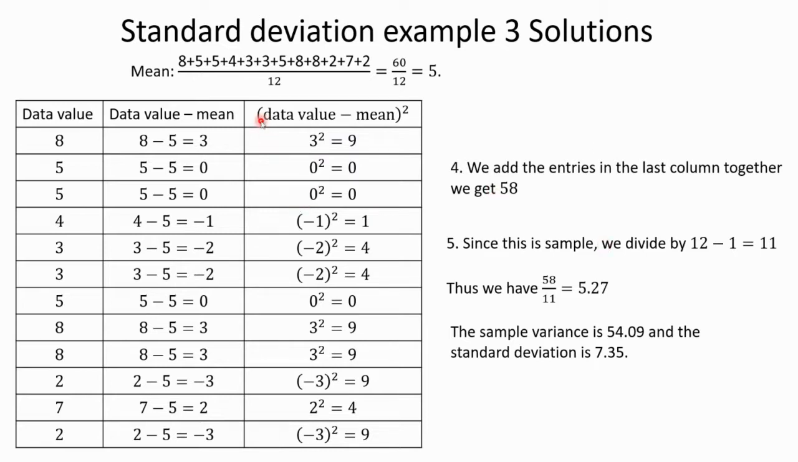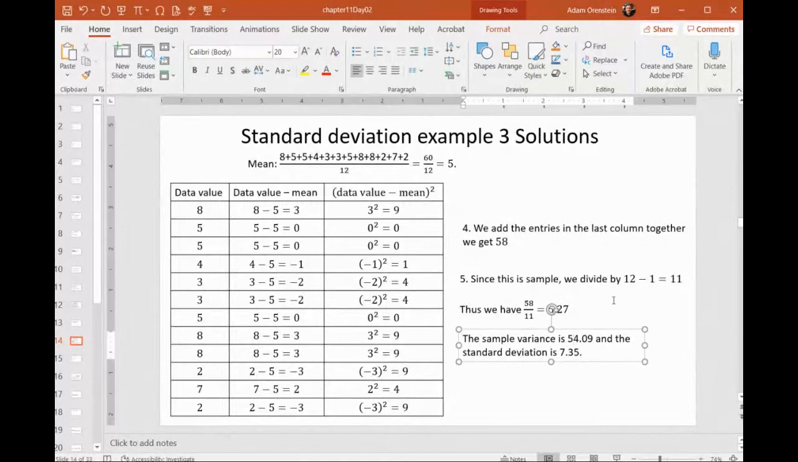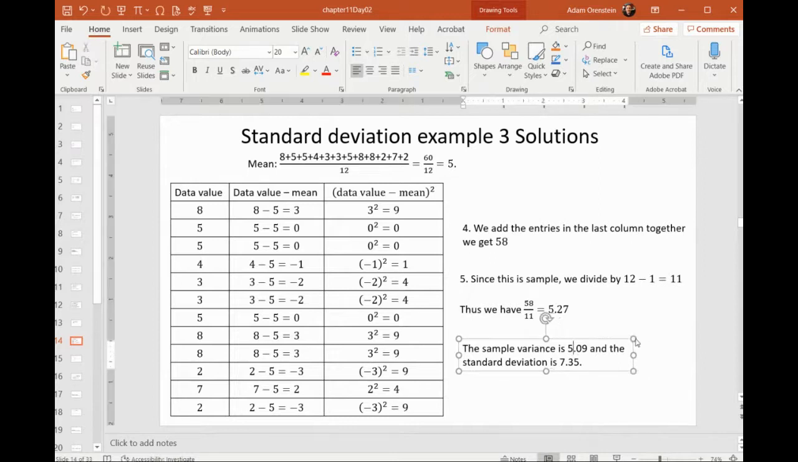Now remember, this is a sample. I think I said that. Yeah, this is a sample. So we don't divide by 12, we divide by 11. See? And by doing that, we get 5.27. Got the numbers off. When you do that, you get the variance is 5.27. I don't know why I don't have that here, but that's easy to fix. And then the standard deviation, of course, is just the square root of that.